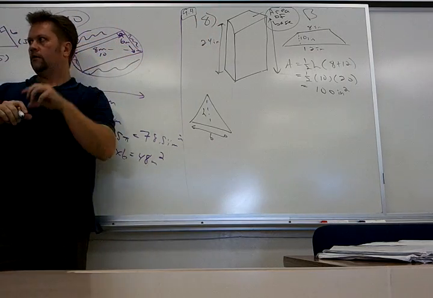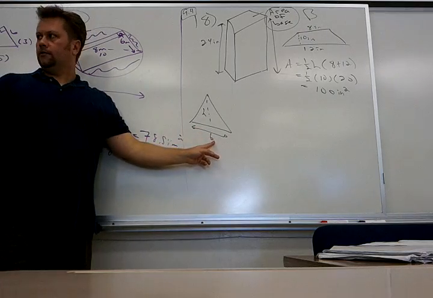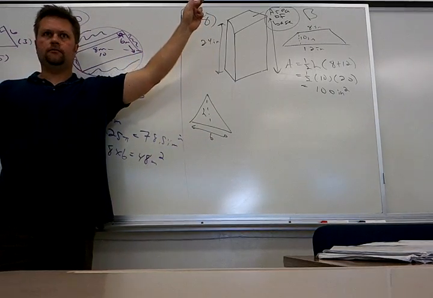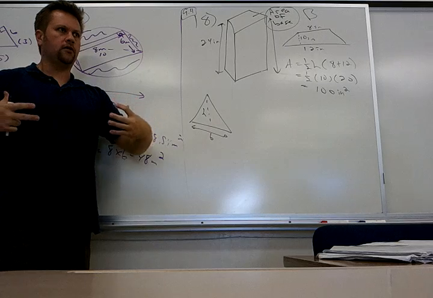Okay, so little b is just a line, big B is an area. That's why it's a big B. It means more than little b does.